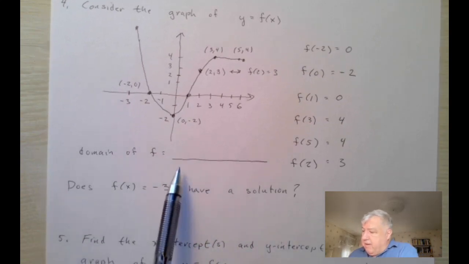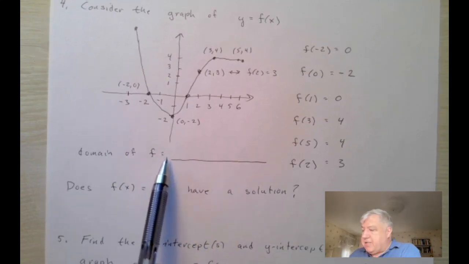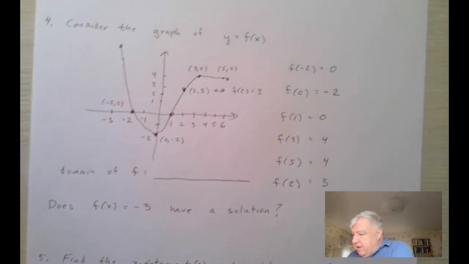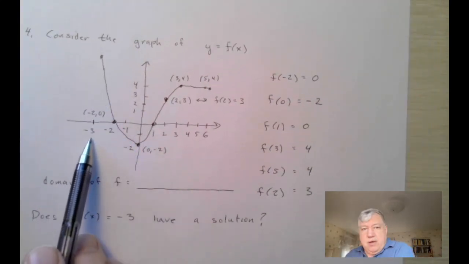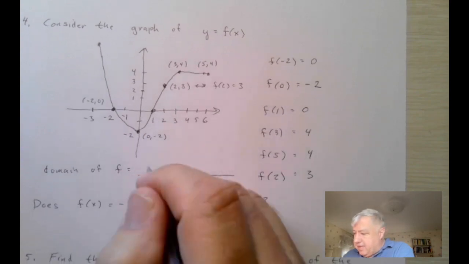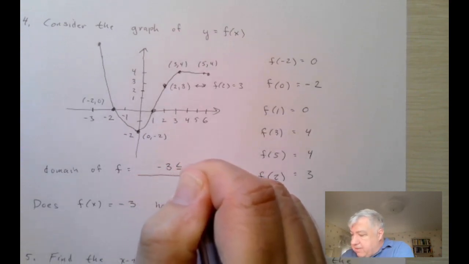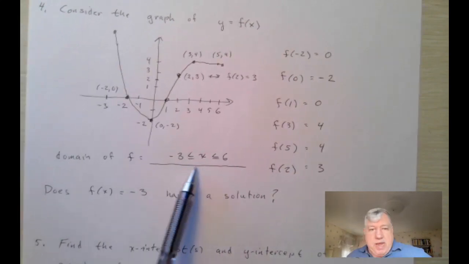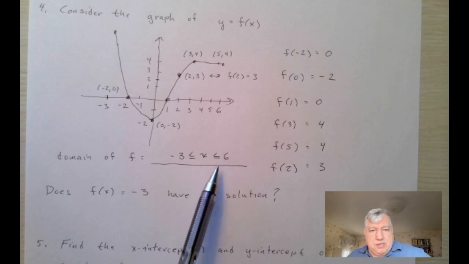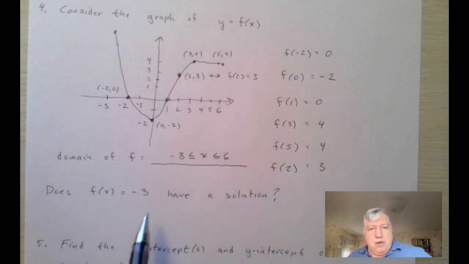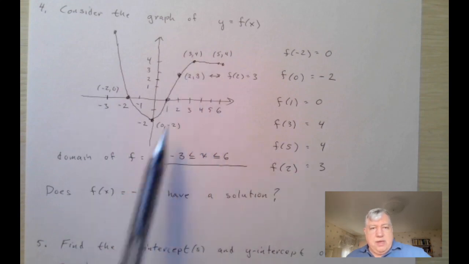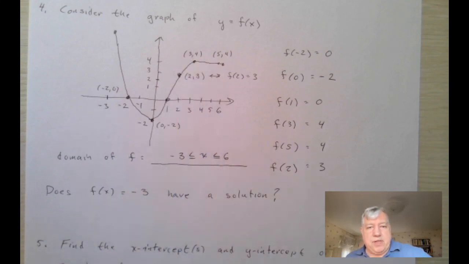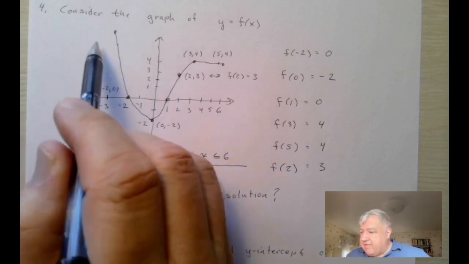The domain of the function is basically all the x coordinates on the graph, and we can see on this graph the x coordinates range from negative 3 to 6. So we can just give the domain like this. Basically, if the domain is between negative 3 and 6, that means any vertical line from negative 3 to 6 will intersect the graph. If it doesn't intersect the graph, then it's not in the domain. That's why negative 4 would not be in the domain here.